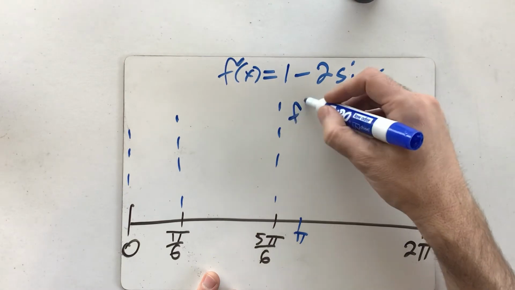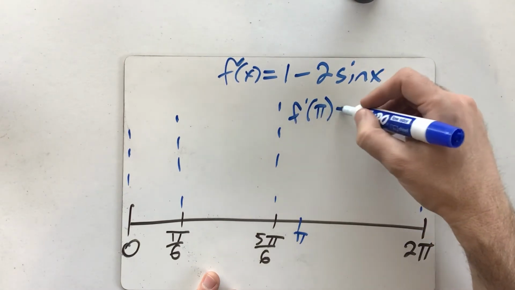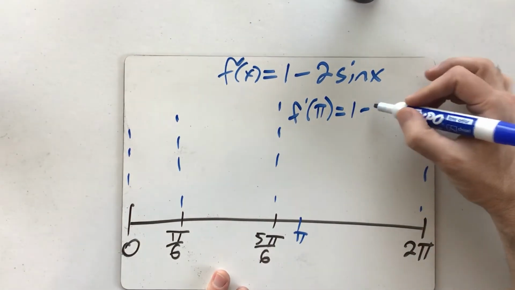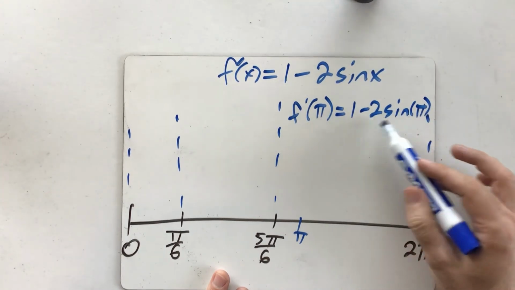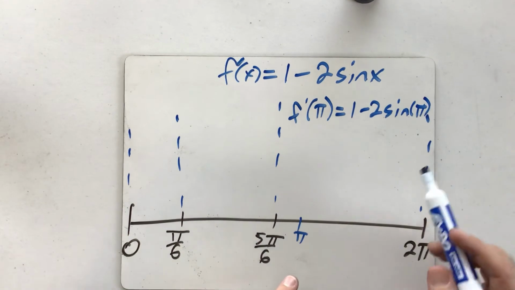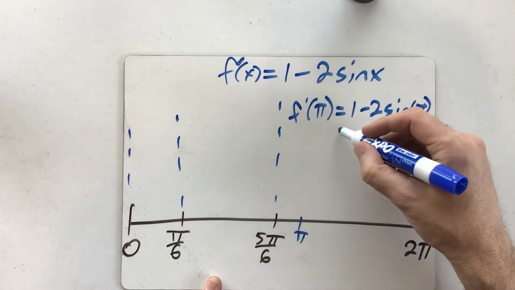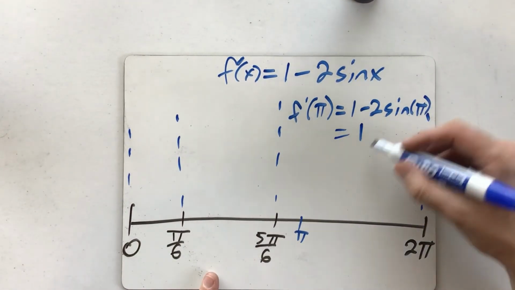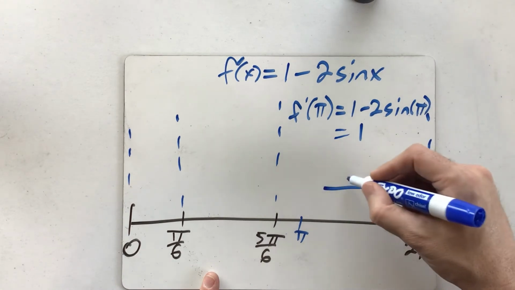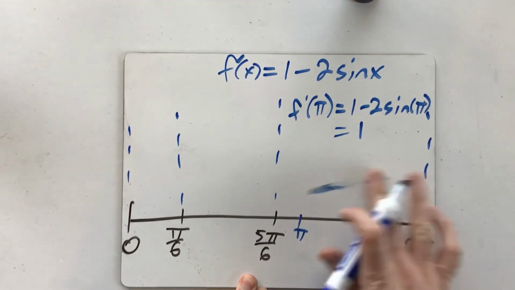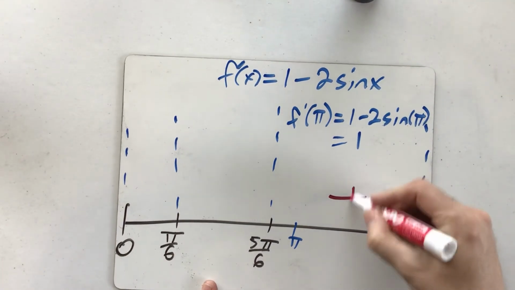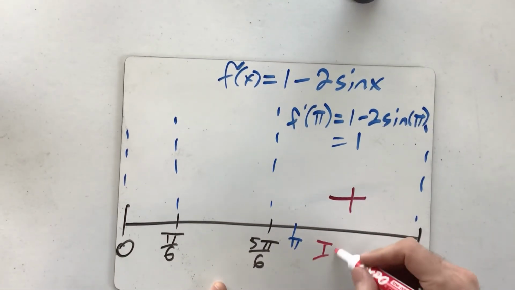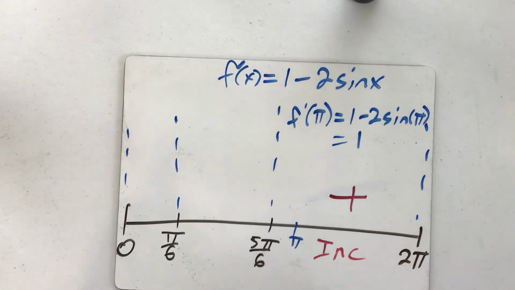So let's put pi in our problem. And that gives me 1 minus 2 sine of pi. Notice sine of pi is 0, so that is just 1. So what does that mean for this? That means this whole side here is a positive too. Let's switch colors so we can see it really well. That means this side right here is positive, and that means we're increasing from 5 pi over 6 to 2 pi.